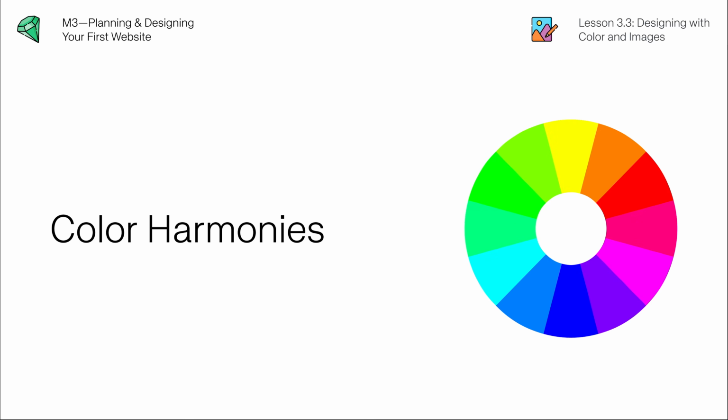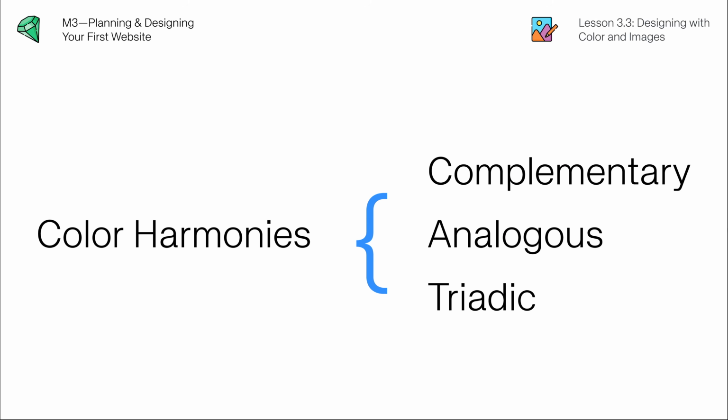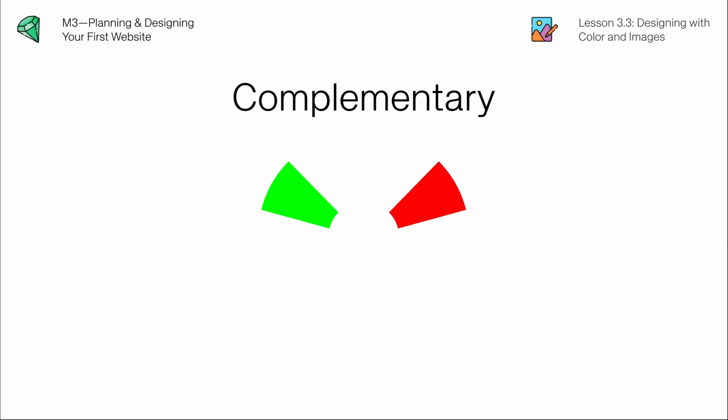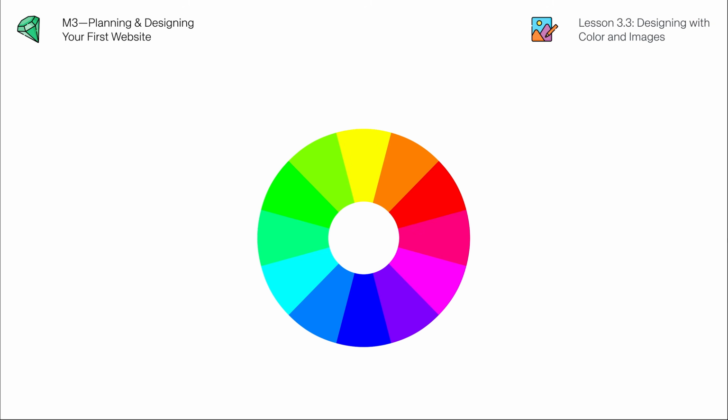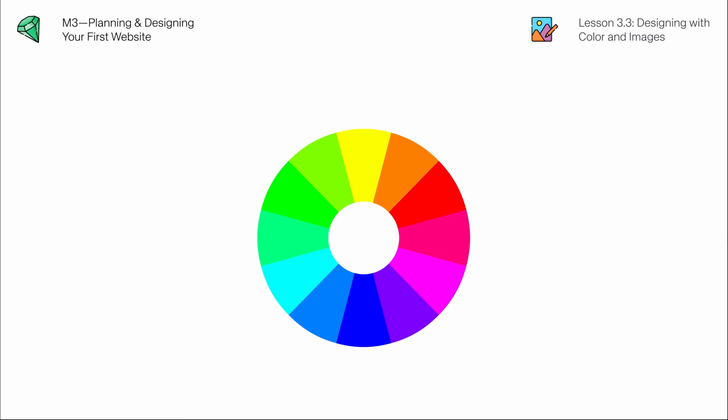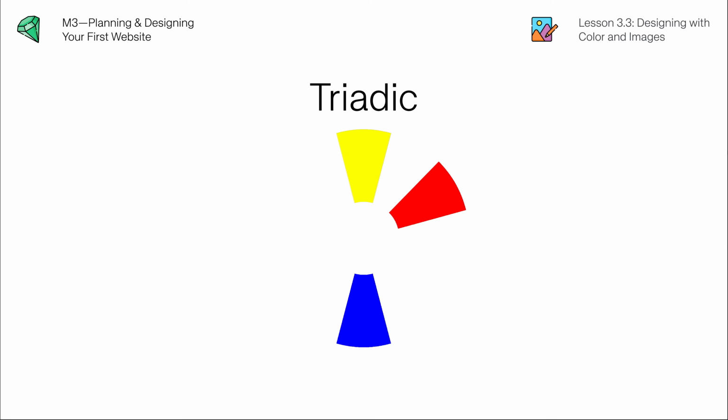So what are color harmonies? Color harmonies refer to the pleasing combination of colors based on their position on the color wheel. Common color harmonies include complementary, analogous, and triadic schemes. Complementary colors are opposite each other on the color wheel, such as red and green, and create a vibrant contrast. Analogous colors are close to each other in the color wheel, such as green, blue, and turquoise, providing a harmonious and soothing effect. Triadic colors are evenly spaced around the wheel, such as red, yellow, and blue.